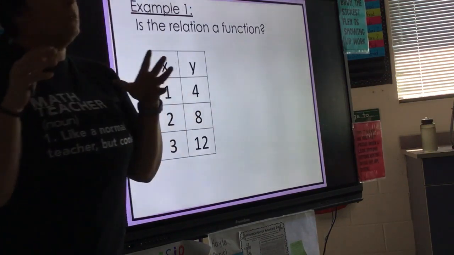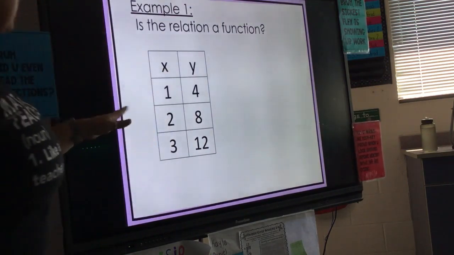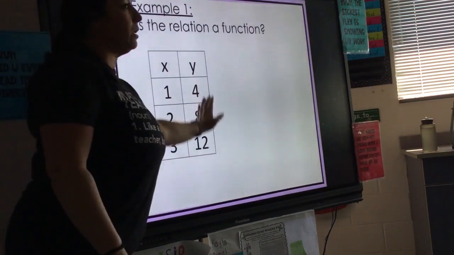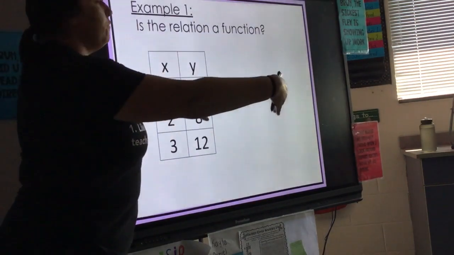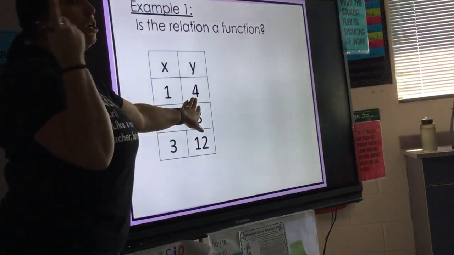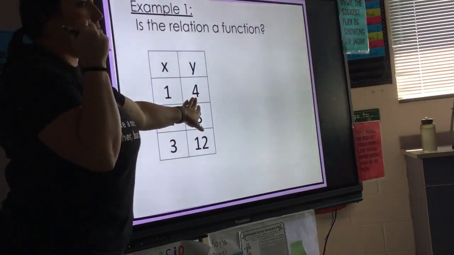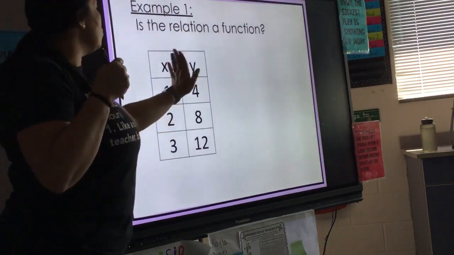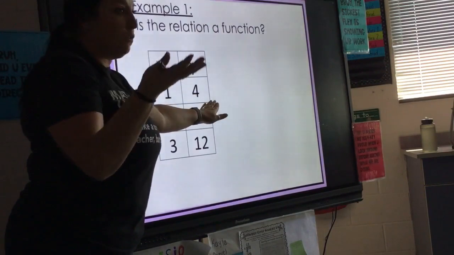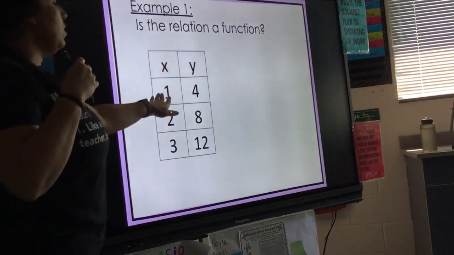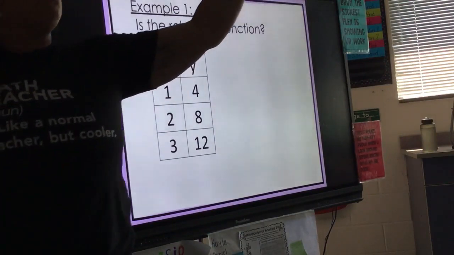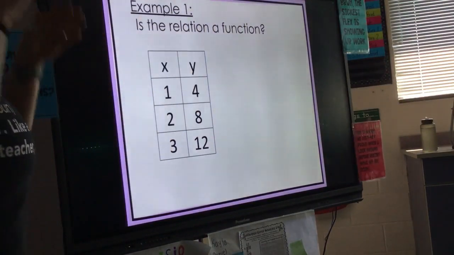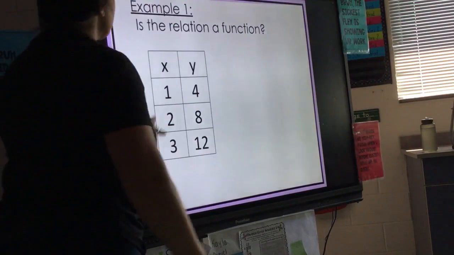So what do I do to my x's to get my y's? What do you think? So what do I do to 1 to get 4? There's a couple different things. Let's come up with 1. Okay, so you can do 1 times 4, which should give you 4. Can you also do 1 plus 3? All right, so we have 2 options. We either have 1 times 4 gives me 4, or we have 1 plus 3 gives me 4. Let's go to the next one.